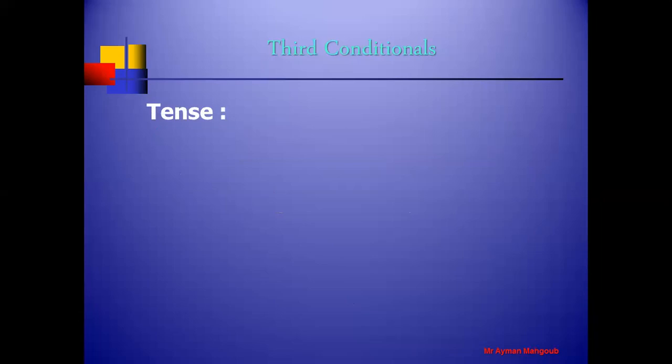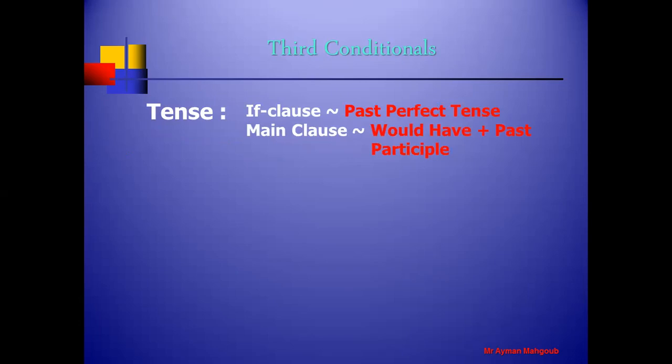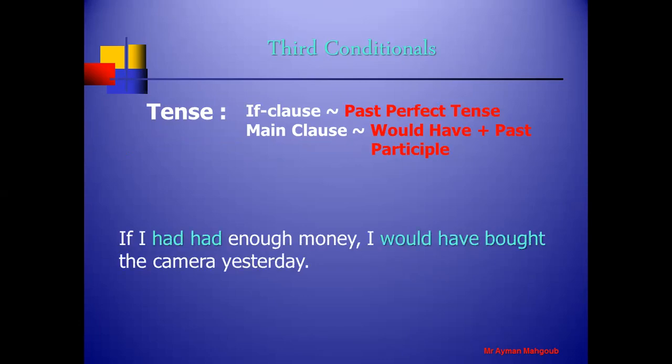Now we will try to make a comparison between the second conditional and the third conditional because they are related somehow to each other. The tense in the third conditional is after the if clause, we use the past perfect. Okay, past perfect, which is had plus past participle. And the main clause would be would have plus past participle. And instead of would, we can say might or could. Okay. If I had enough money, I would have bought the camera yesterday.